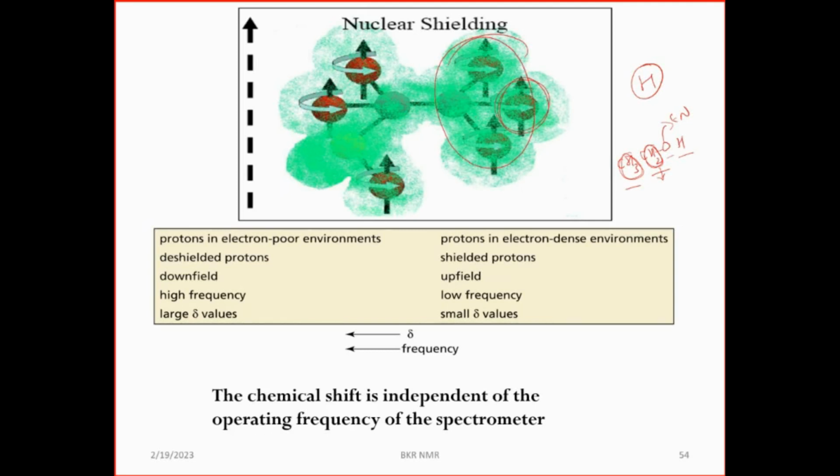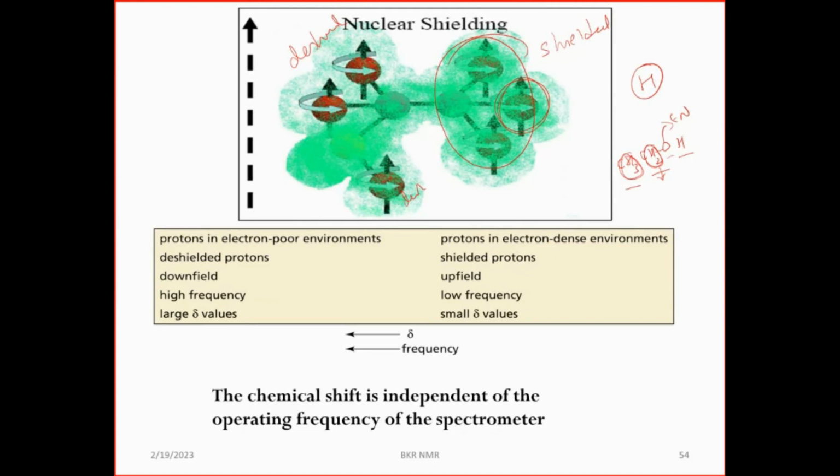You can see the electron density around them compared to the CH2. So CH2 hydrogens have less electron density. You can see the green shading. If you look at the green shading, there are more electrons around the CH3 hydrogens, and fewer electrons around the hydrogens in CH2. So they are shielded and they are de-shielded. And this OH hydrogen is directly attached, so it is also de-shielded.